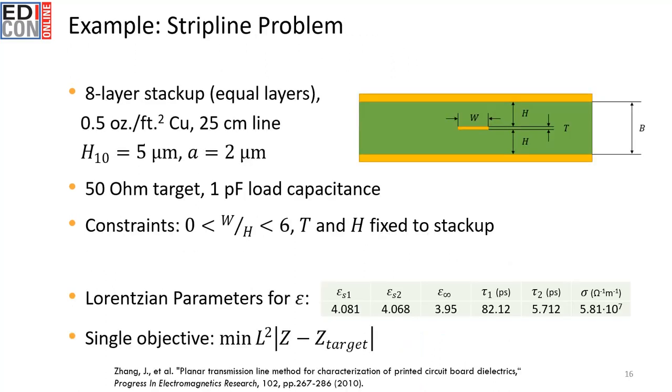So I'm just going to run through a quick example of how this works. I'm going to do an example with an 8-layer stack up. Just for simplicity, I'm calling it equal dielectric layers, standard thickness. I picked out some values for roughness. I'm going to go with a 25 centimeter line. Let's just say for a moment we have 1 picofarad load capacitance or whatever. What's really important here is the constraint that I've defined.